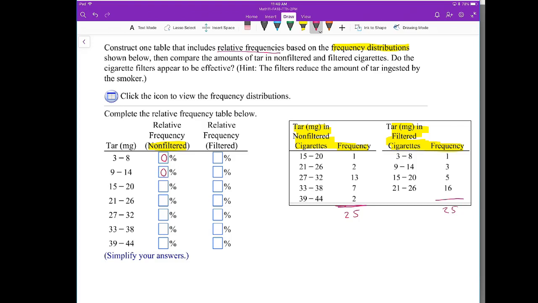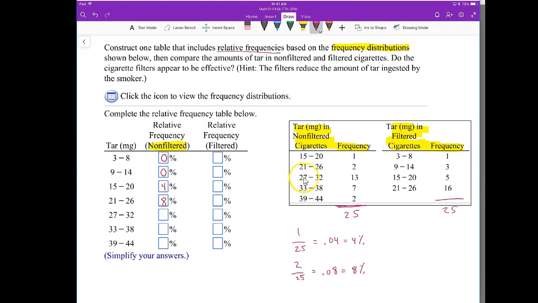And then when we get to the 15 to 20 class, then we start to get some frequencies. So here we're going to do 1 over 25, which is 0.04, which is 4%. So we're going to put a 4 right here. And then the next one, the 21 to 26, would be 2 over 25, which is 0.08, which is 8%.